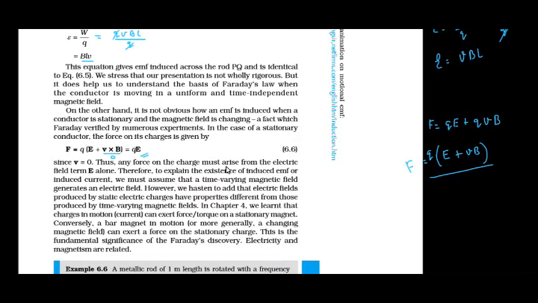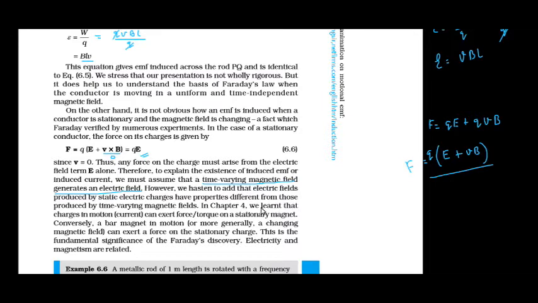Thus, any force on the charge must arise from the electric field term E alone. Therefore, to explain the existence of induced EMF or induced current, we must assume that a time varying magnetic field generates an electric field. So, time varying magnetic fields generate the electric field. That is the main important gist. However, we hasten to add that the electric field produced by static electric charges has properties different from those produced by time varying magnetic fields.